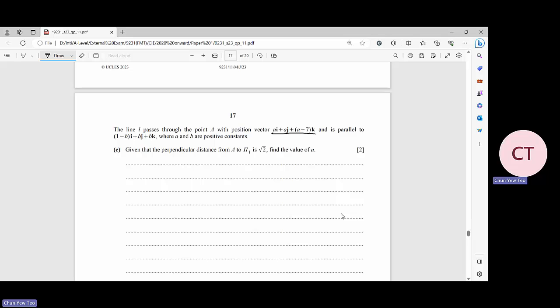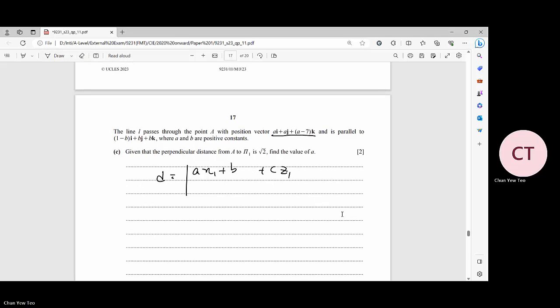Then the perpendicular distance from A to the plane pi 1 is square root of 2. Okay, so to find the perpendicular distance, we use a formula: ax1 plus by1 plus cz1 over the square root of a squared plus b squared plus c squared. We will be using this formula.